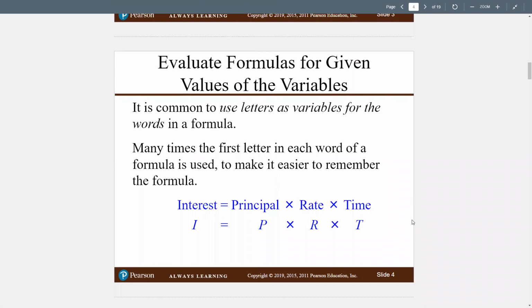Okay. So if we obviously wanted to find interest, well, that's pretty nice as long as they give us the principal, rate, and time. And you're just going to multiply them all together. Okay, fairly simple there. But what if I wanted to know what the principal was and I gave you the interest, the rate, and the time? What would you do?